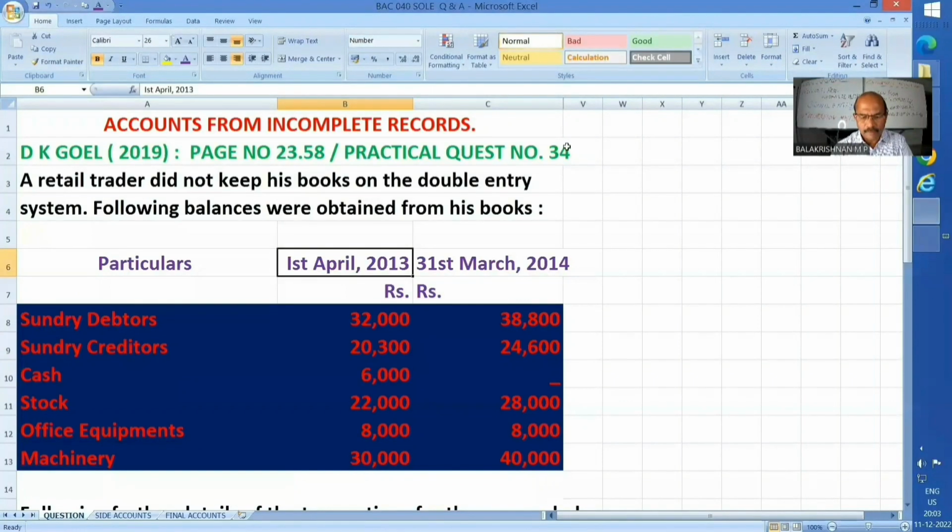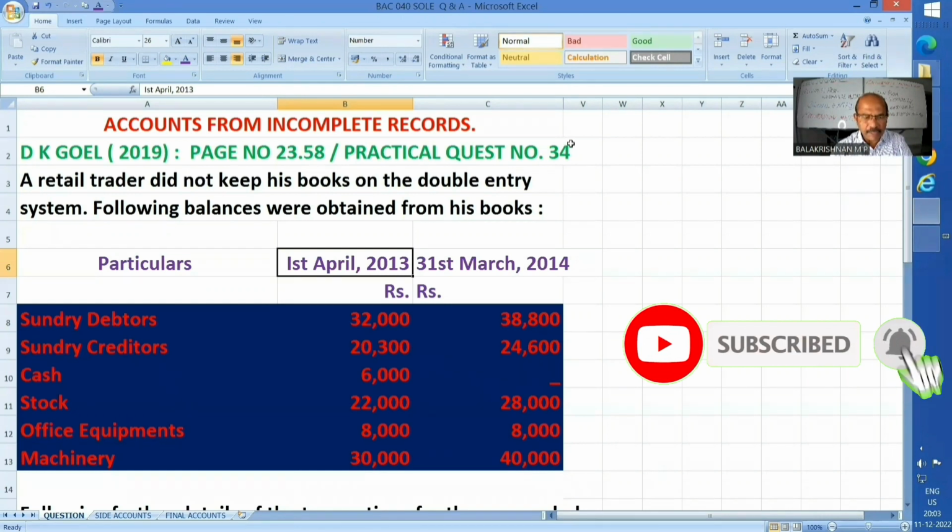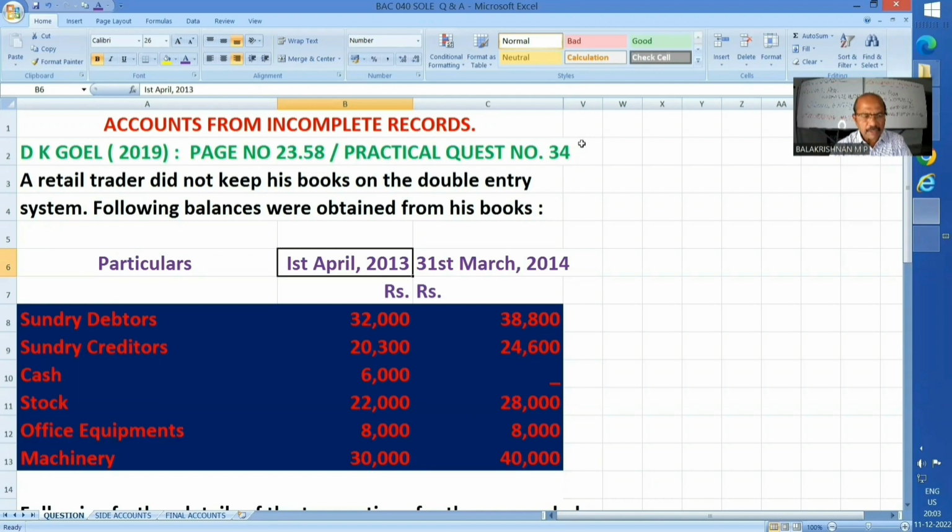Thank you. Well, friends, the practical question of the day is question number 34, page number 23.58, DK Goel, edition year 2019. It's as follows. A retail trader did not keep his books on the double entry system. Following balances were obtained from his books, particularly opening 1st April 2013 and year end 31st March 2014.